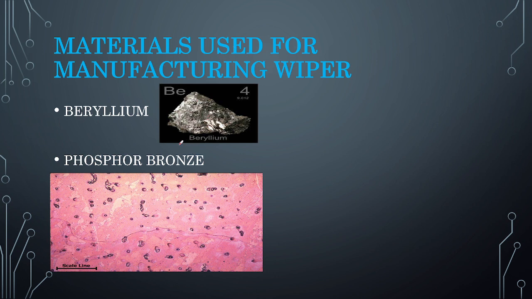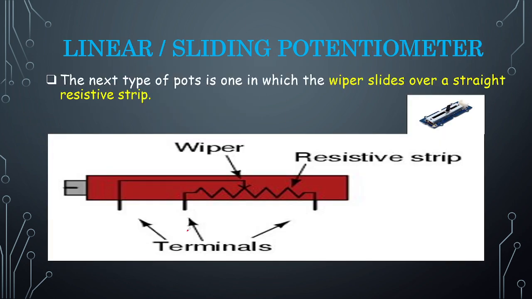I've put the picture also here. This is beryllium and this is phosphor bronze. The potentiometer can also be linear or sliding. The next type of pot is one in which the wiper slides over a straight resistor strip. So when we talk about a potentiometer, you should be very careful that a potentiometer has a wiper, and the wiper is made up of beryllium and phosphor bronze.